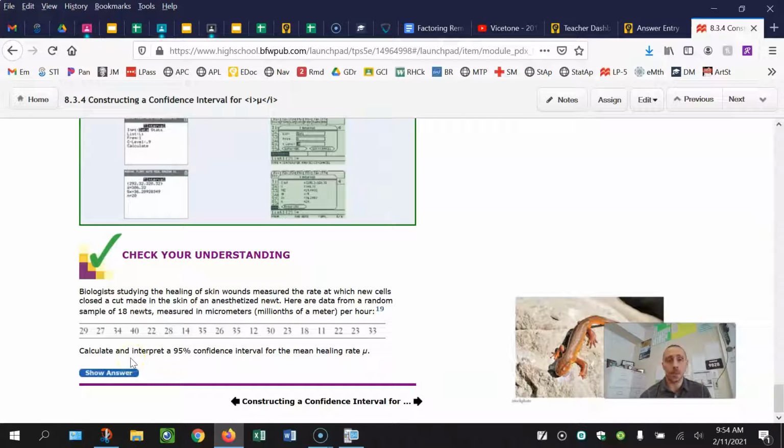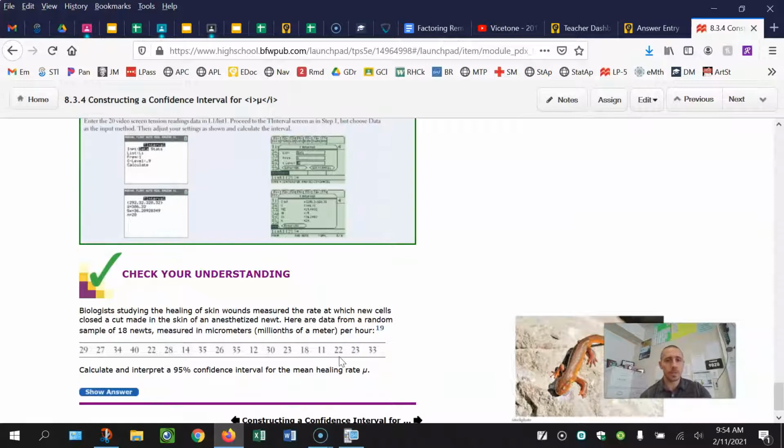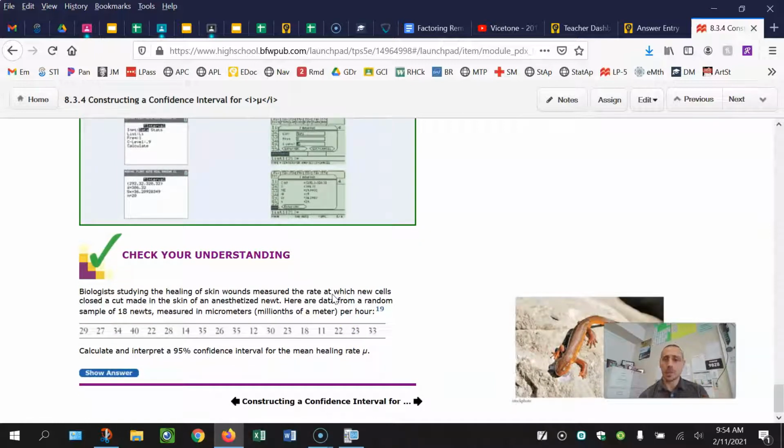The plan would be for C, random sample of 18, check. For V, 18 is less than 10% of all newts, check. For S, they didn't tell me this population was normally distributed, so that's out. 18 is not greater than or equal to 30, so that's out. So I'd have to construct a dot plot or a box plot and look for strong skewness or outliers. And as long as I didn't see that, then I could conclude the sampling distribution is going to be approximately normal.